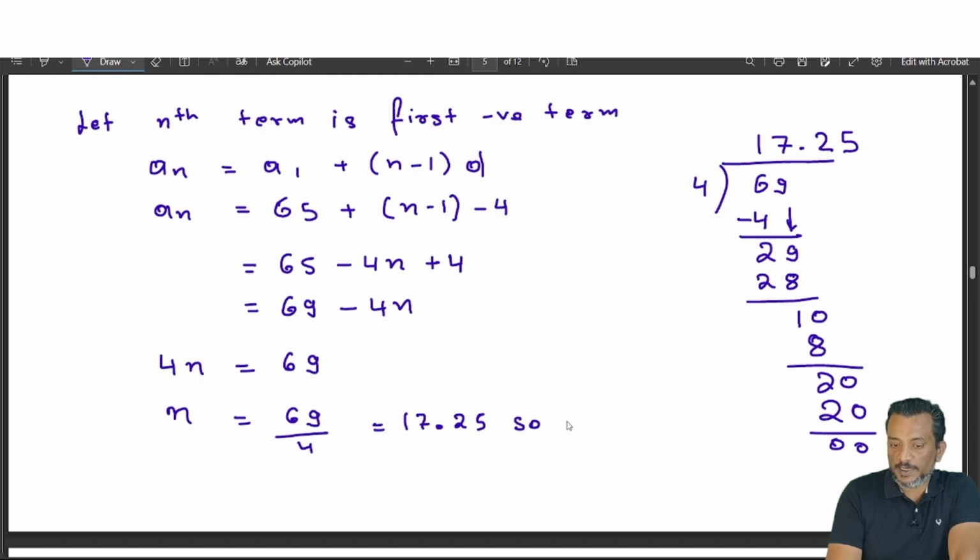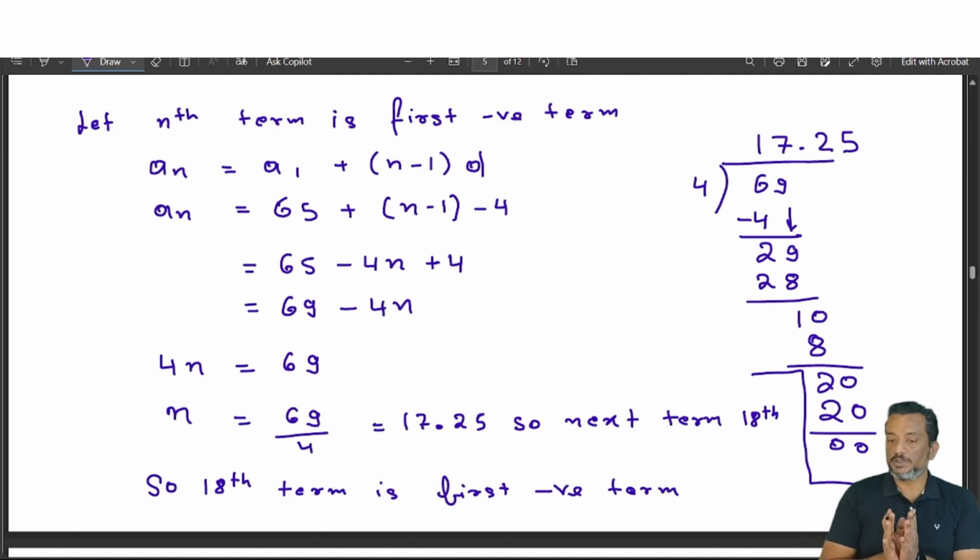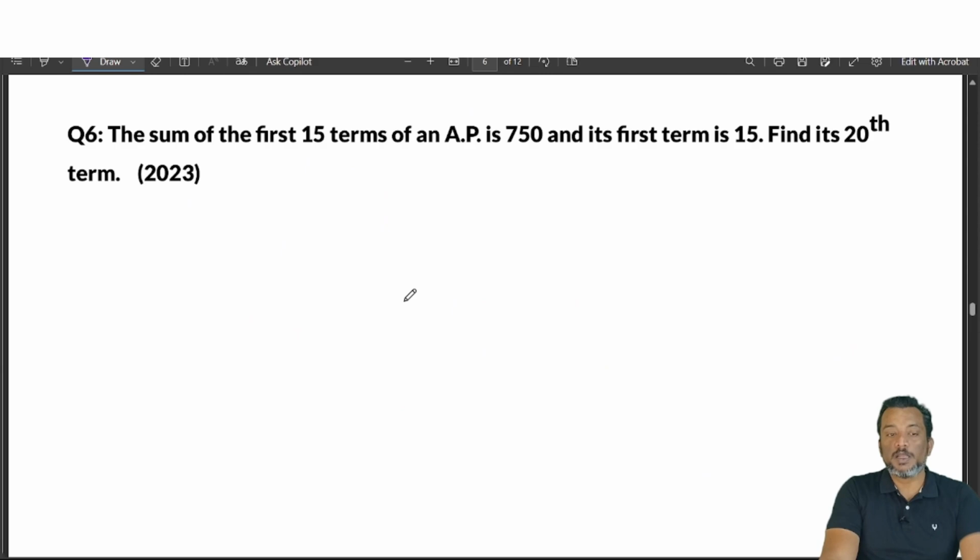So the next term is 18. Therefore, you can say here the 18th term is the first negative term. Hope you understand this one, because fractions or decimals will never define a term. So that's why here we have taken the next whole number as the term. Now coming to the next question, it is again from 2023.